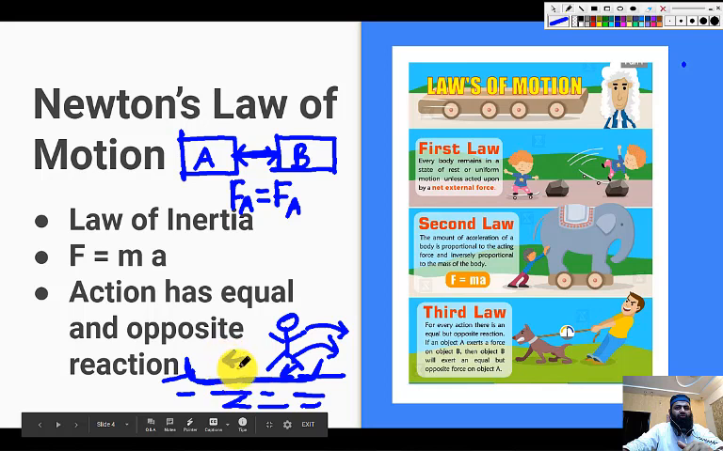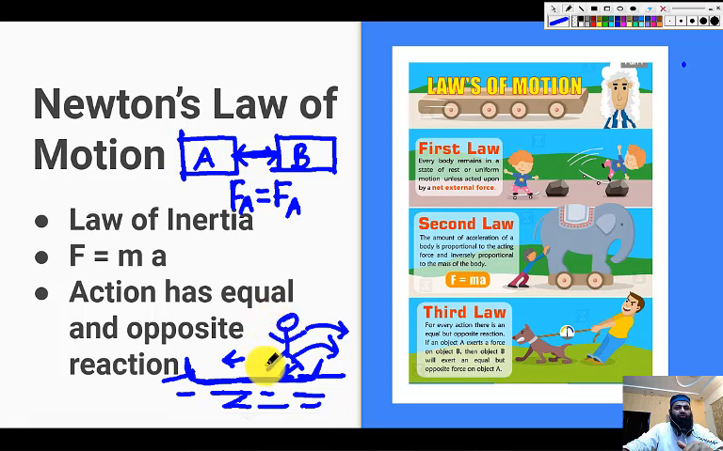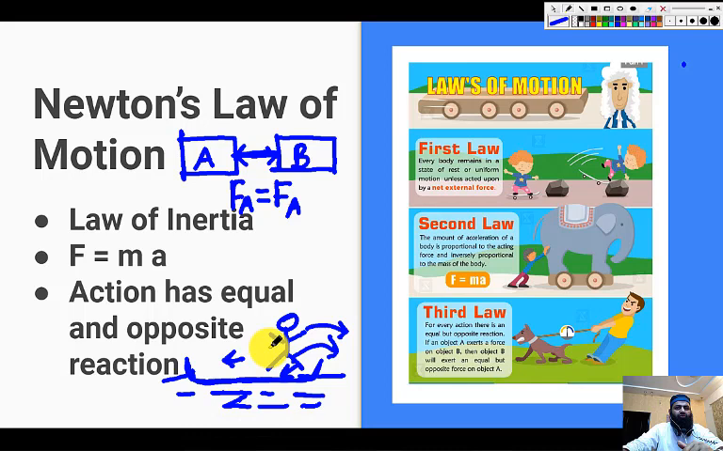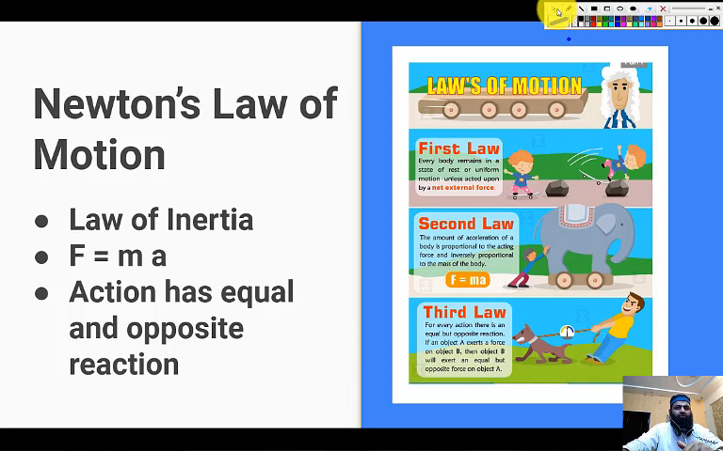So here we can see the action of the person. What is the action here? The force applied on the boat by the person is the action, and the force applied by the boat on the person is the reaction. So every force has an equal and opposite reaction. That's the third law of Newton. So let's move on.